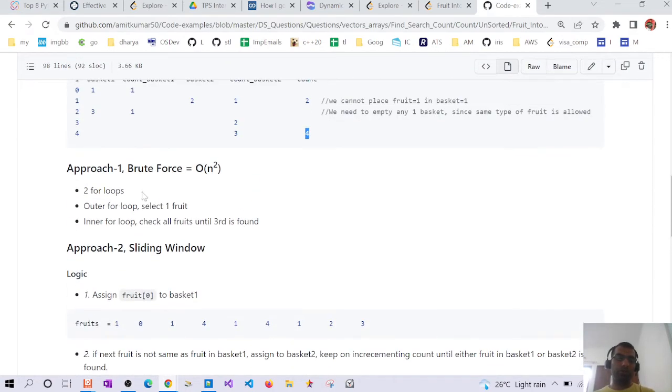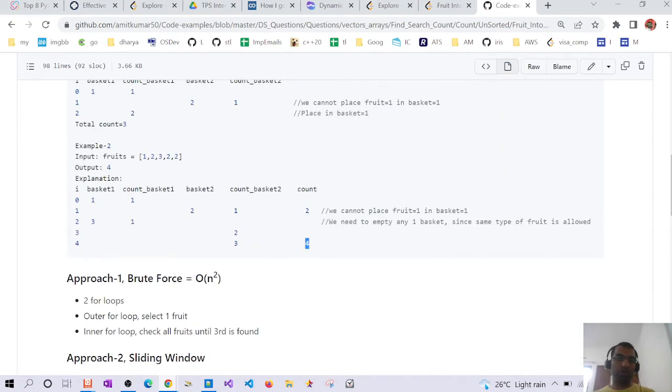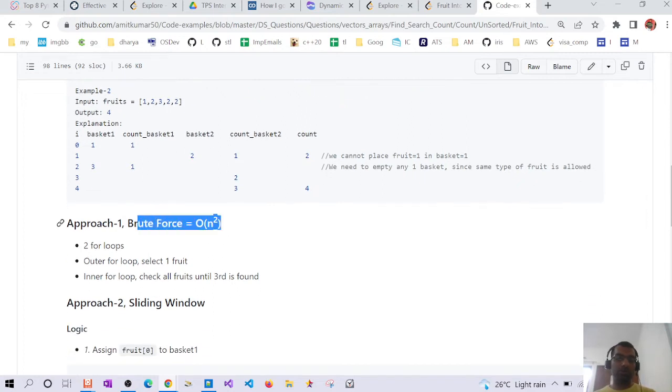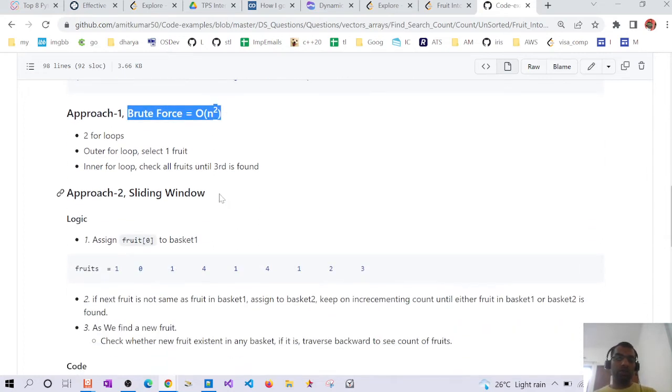So in brute force approach, what we can do is, for example, if this one, we can have two for loops. In the outer for loop, we'll just stick to this one fruit, and then we'll just go to the other elements till we find the third different element. And then we'll stick to this one, and then we'll go to all the elements till we find the third different element, and so on. But this will be a O(n) square solution.